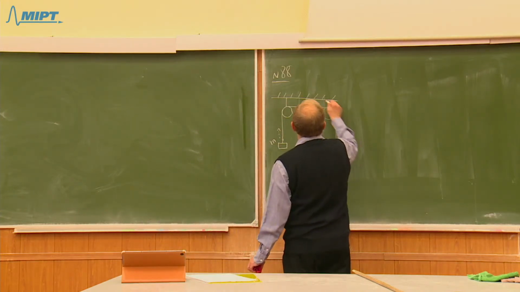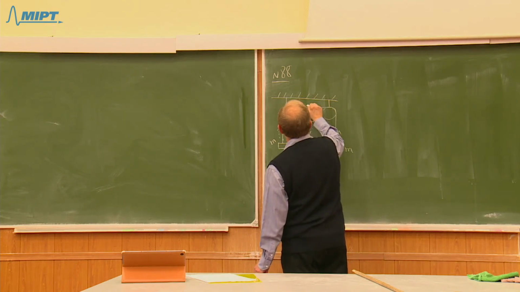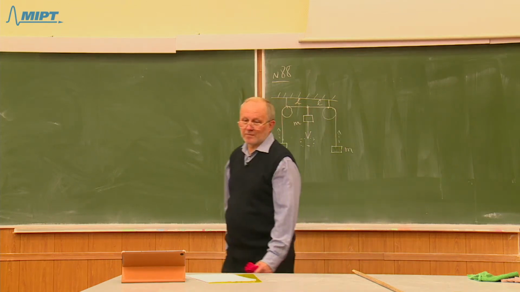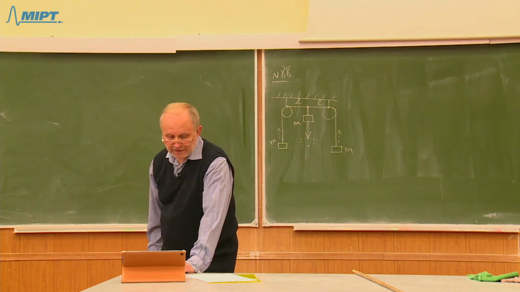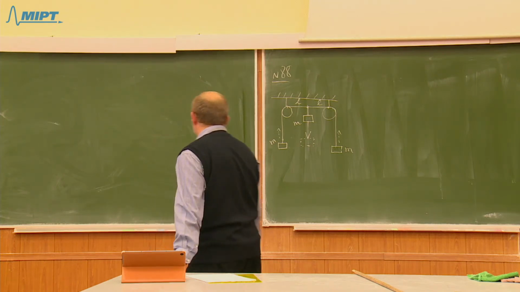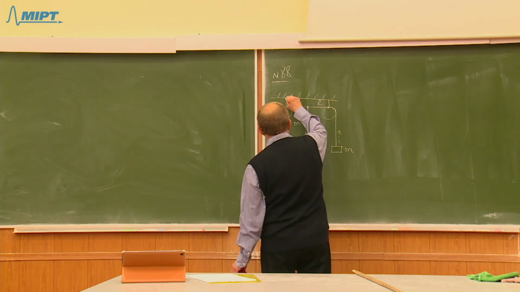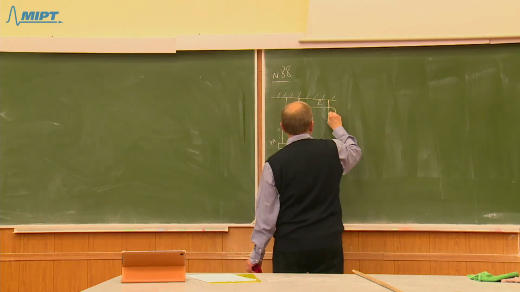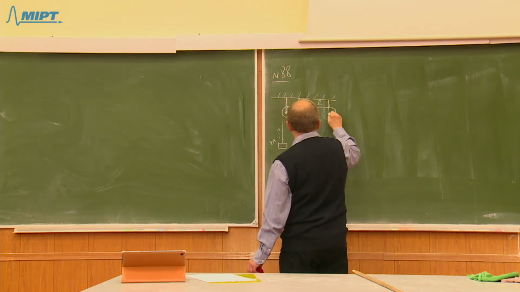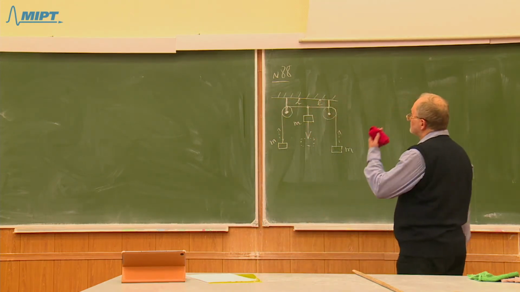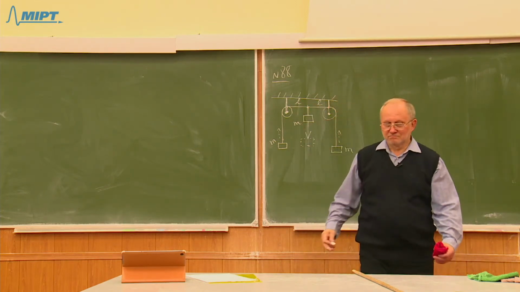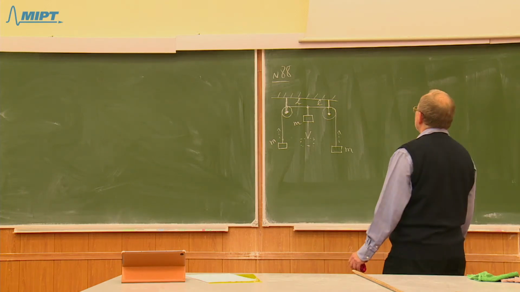This distance between the axes is 2L, so this distance is L, and this distance is also L. The friction in the axis of the pulleys is negligible. No friction here, no friction here in the axis of this pulley. And the string itself is supposed to be weightless, of negligible mass.